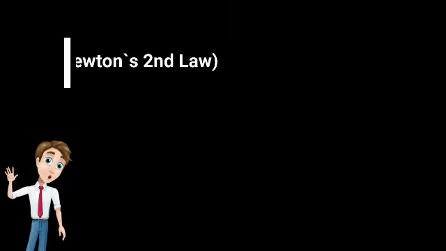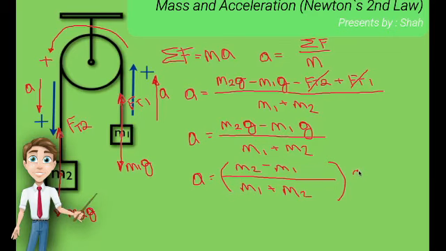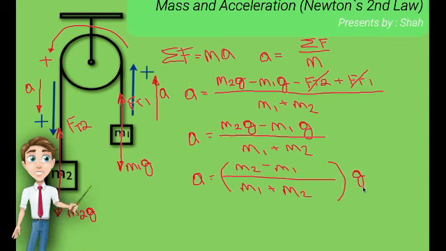I'm here today to talk to you about Newton's second law and constant acceleration. Okay, this equation and this equation are the same equation. All I did was I factored g out of the top, and you have m2 minus m1 and m1 plus m2, and you multiply that times g and you get the acceleration.